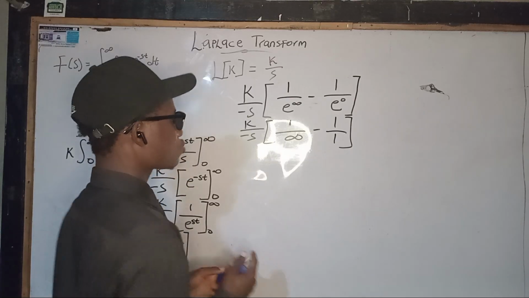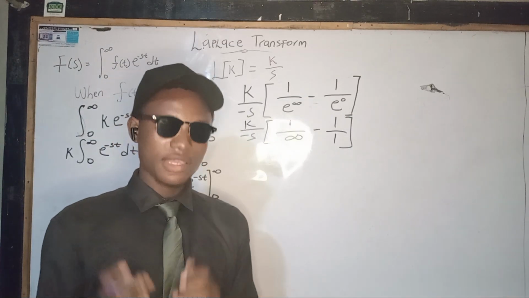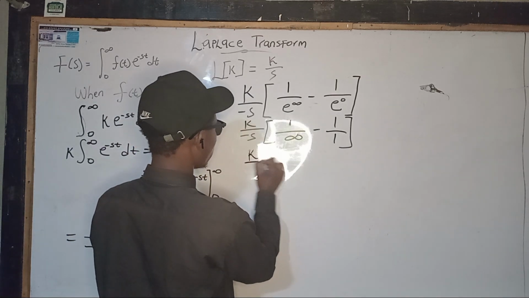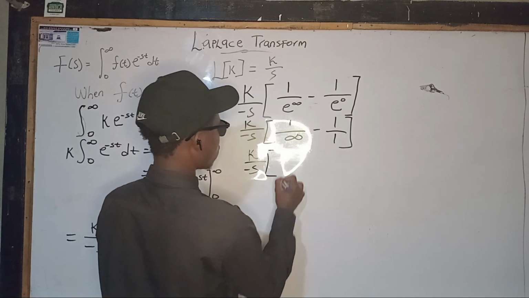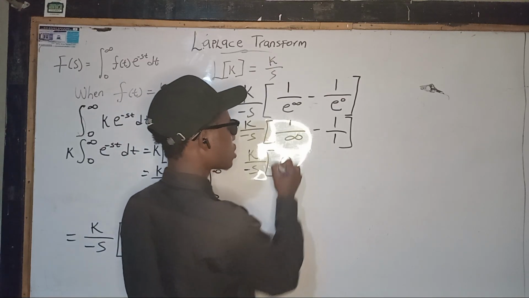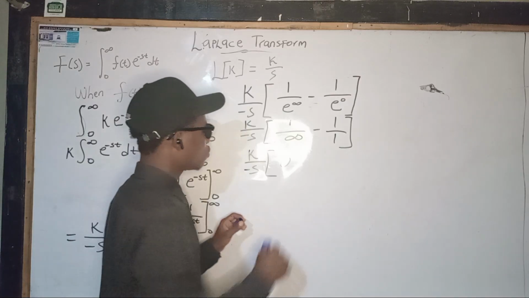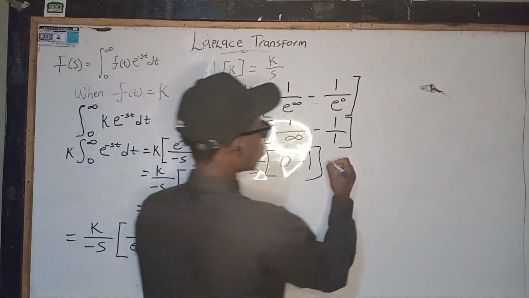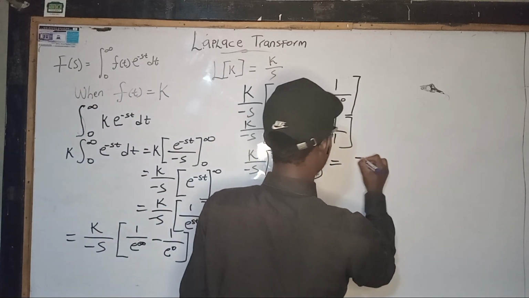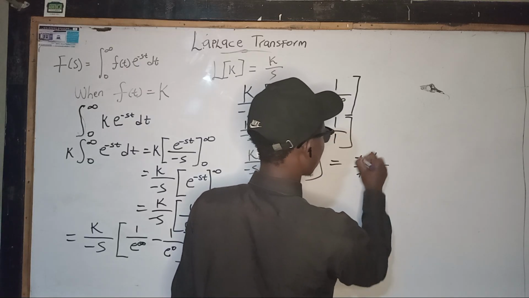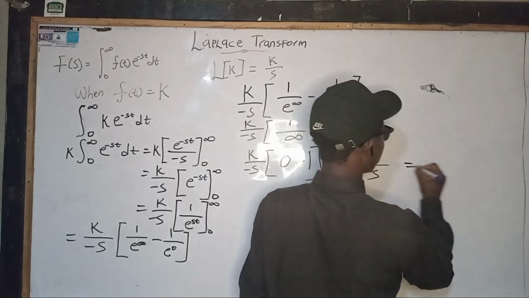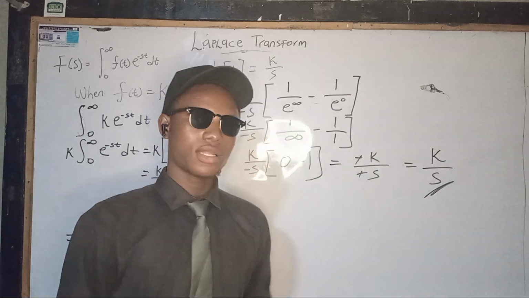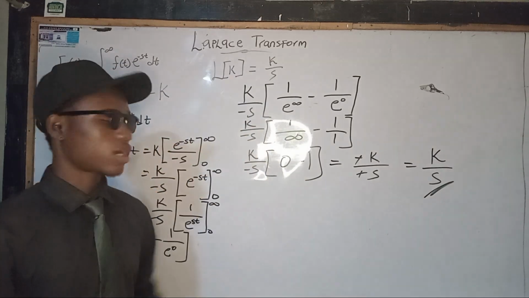Also we need to know another thing, that whatever is divided by infinity is equal to 0. So we just continue as k over minus s, and 1 divided by infinity is equal to 0, and we have minus 1. So from here, this ends up being minus k over minus s. The minus multiplies with minus, and we have k over s as our final answer. I hope you understand how we got this.